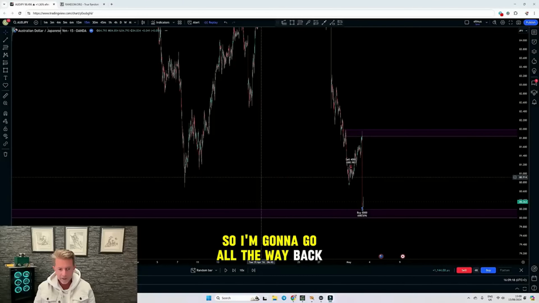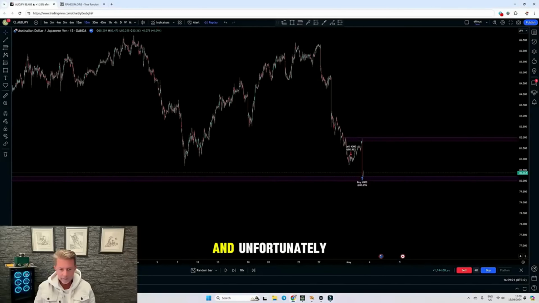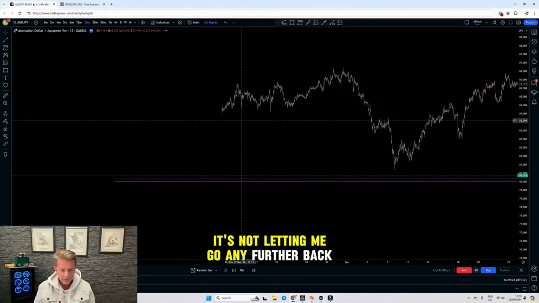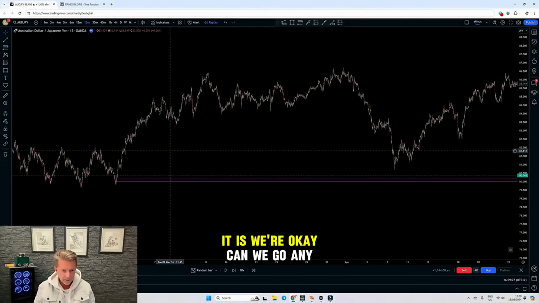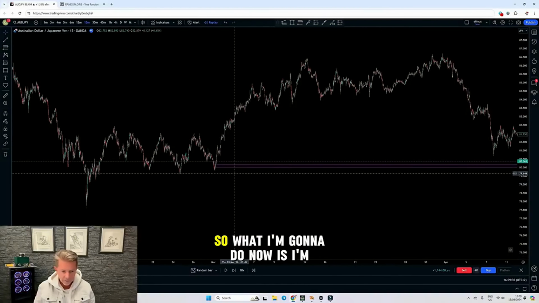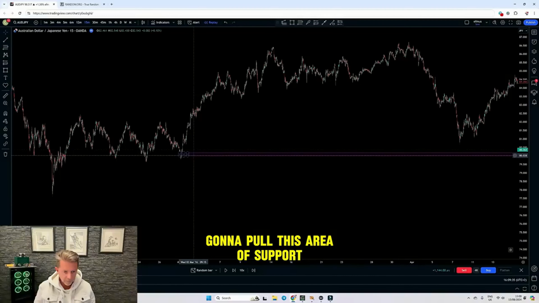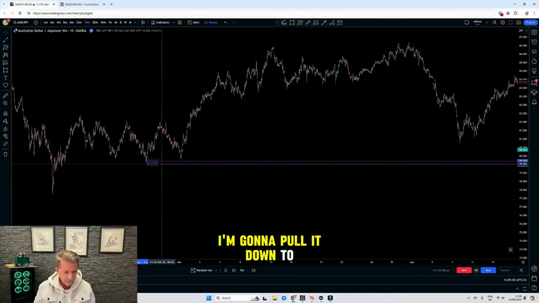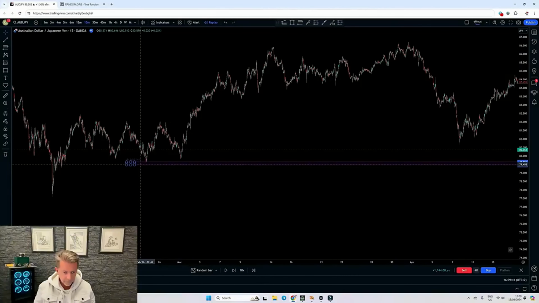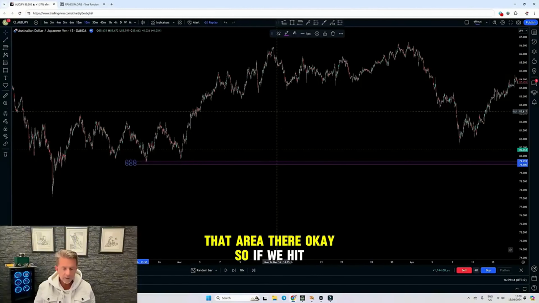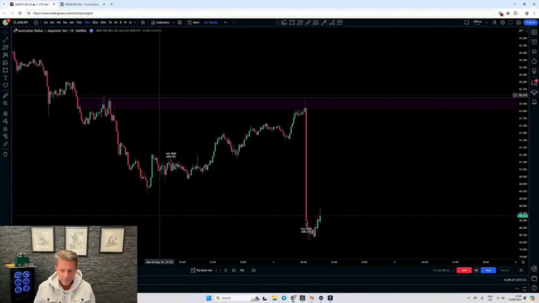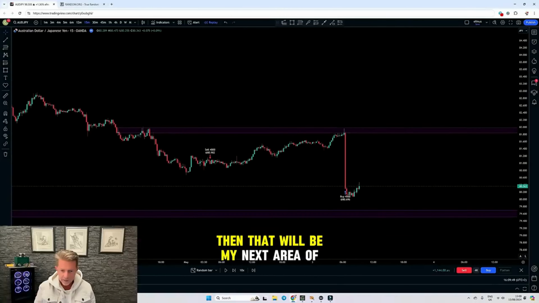So I'm going to go all the way back, and unfortunately it's not letting me go any further back. Yes it is, we're okay. Can we go any further back? Yes we can. Right, so what I'm going to do now is I'm going to pull this area of support down to that area there. Okay, so if we hit that area there, then that will be my next area of support.